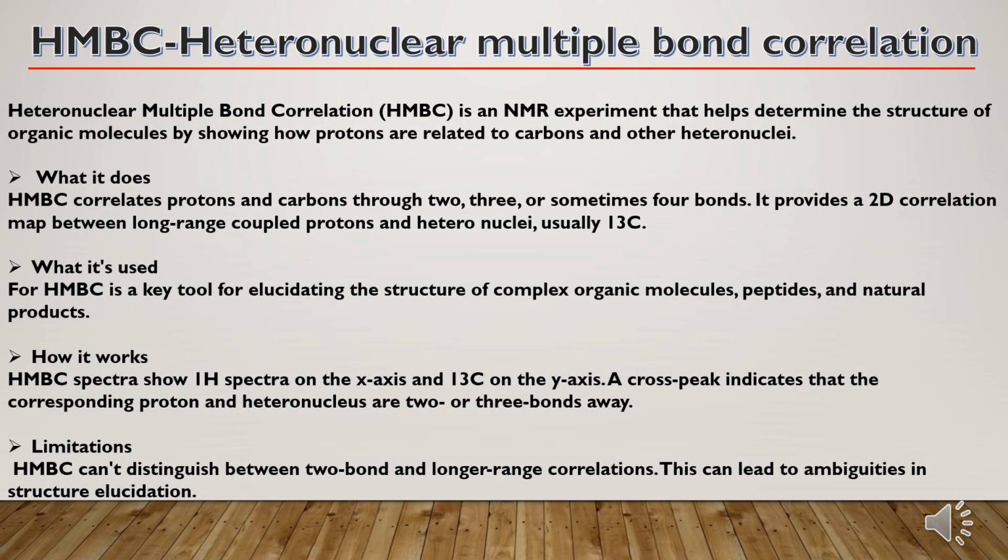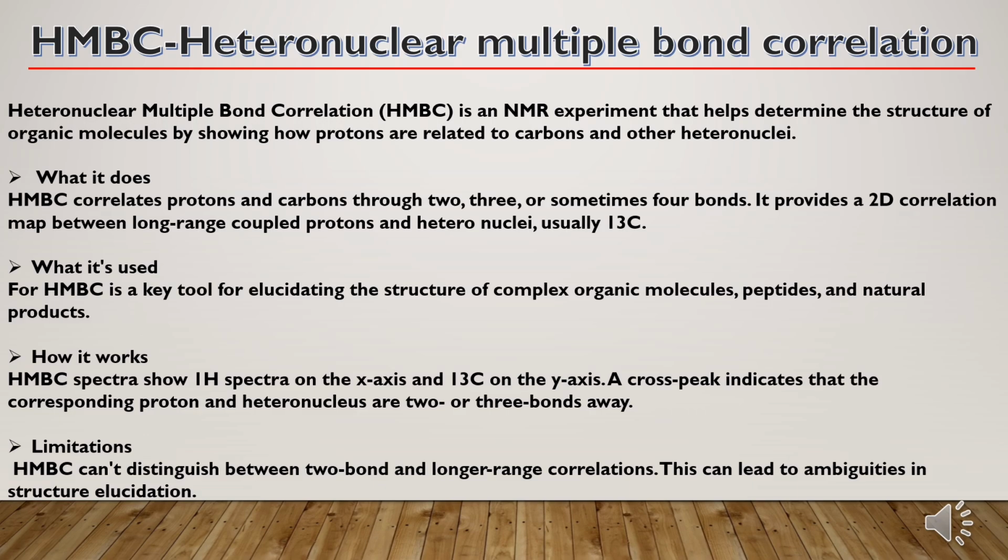HMBC, that is Heteronuclear Multiple Bond Correlation Spectroscopy, is an important NMR experiment that helps to determine the structure of an organic molecule by showing how protons are related to carbon and other heteronuclei. What does it do? HMBC correlates protons and carbon through 2, 3 or sometimes 4 bonds. It provides a 2D correlation map between the long-range coupled proton and heteronuclei, usually carbon.